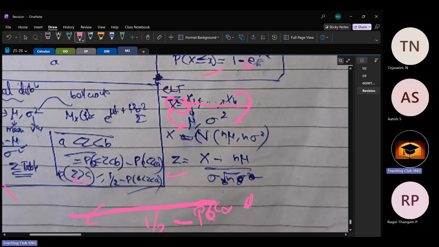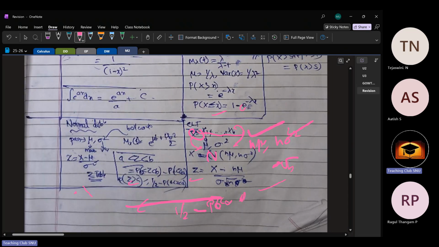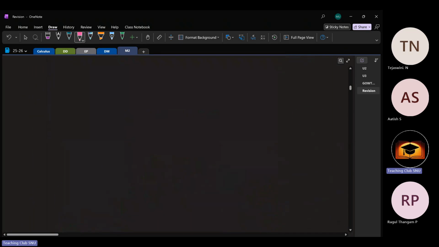So let's say individually they have mu and sigma square as their mean and variance respectively, right? Then you can say that X is going to be a normal variate with the mean as n mu and the variance as n sigma square. That's it. Mean as n mu, variance as n sigma square. Then standard deviation will be sigma root n, right? That's it. So you just have to learn all these up properly. I think that should usually do.